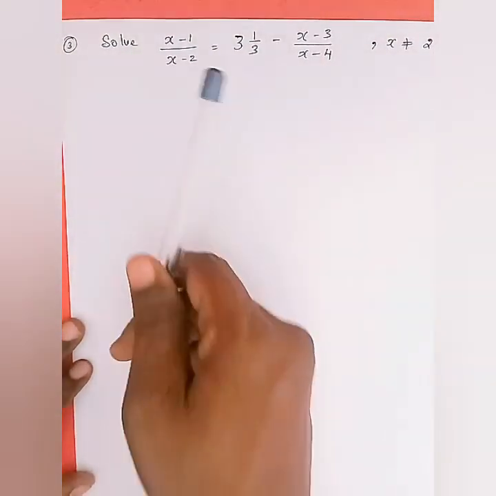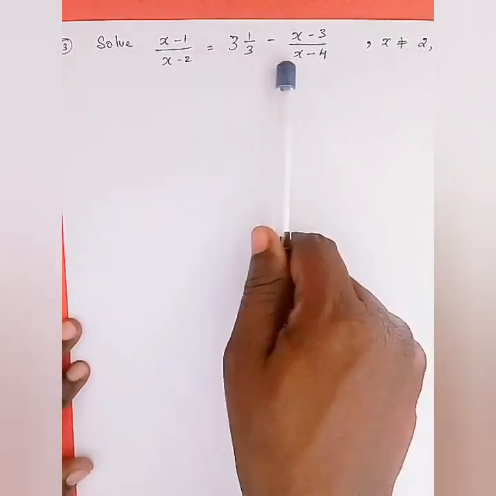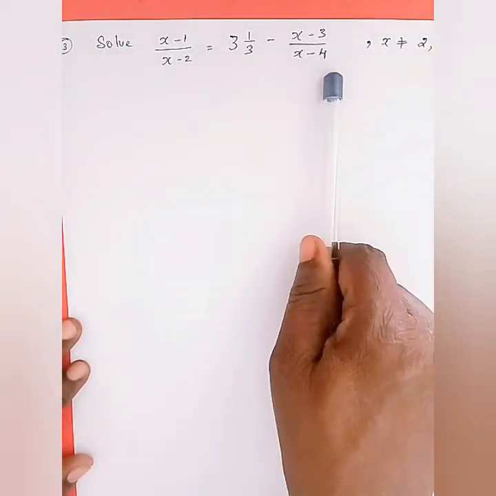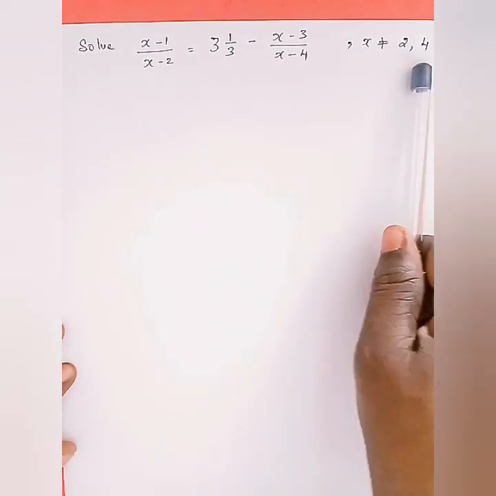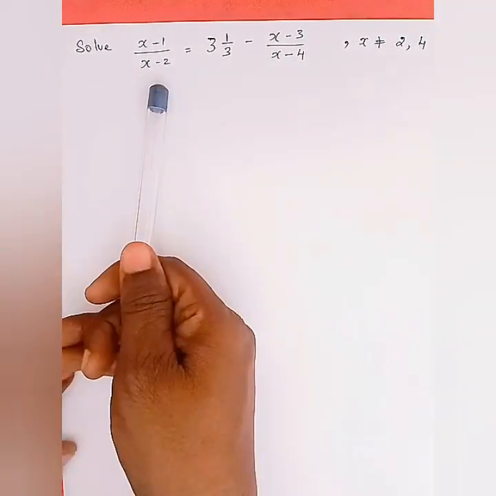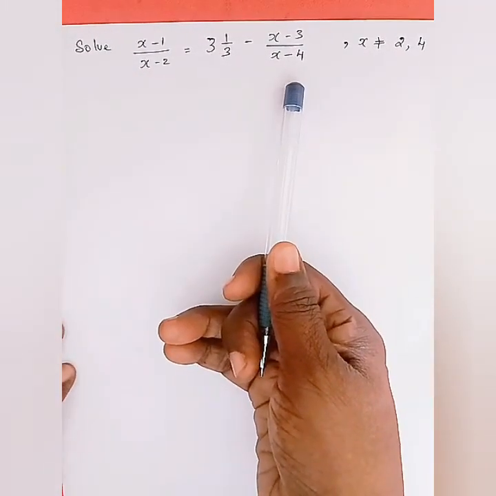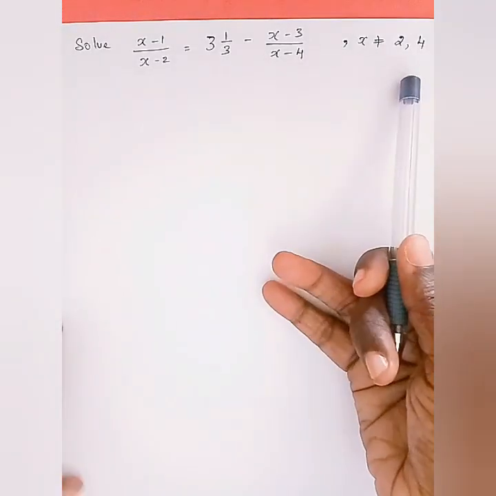Solve (x minus 1) by (x minus 2) is equal to 3 1 by 3 minus (x minus 3) by (x minus 4), where x is not equal to 2 and 4. The x value is not equal to 2 and 4, because if you substitute x value as 2, here infinity you will get, and if you substitute 4 also you will get infinity. So x value is not 2 and 4.